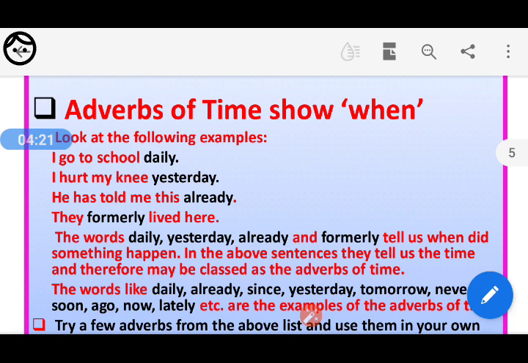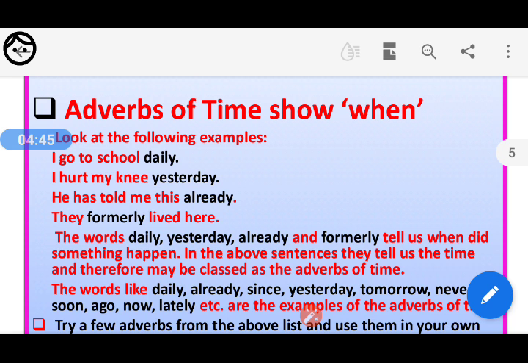So adverbs of time show when. You can see these examples. I go to school daily. I hurt my knee yesterday. He has told me this already. They formerly lived here. The words daily, yesterday, already and formerly tell us when something happened. So in the above sentences, they tell us the time and therefore may be classed as the adverbs of time.